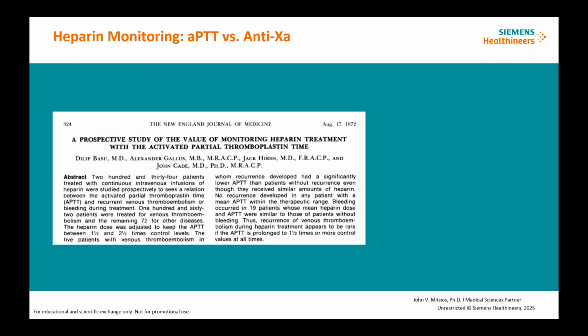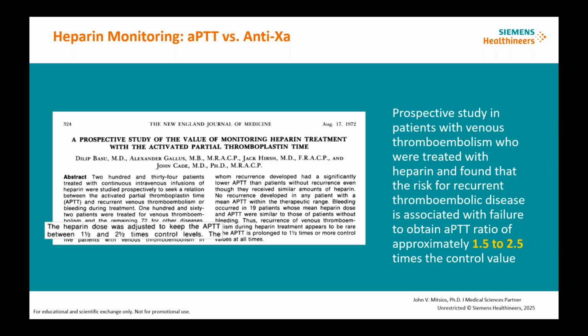So one thing that's interesting is if you look historically at why the APTT was recommended as the assay of choice, it goes back to a paper published in 1972, which looked at patients who were on heparin therapy, specifically unfractionated heparin. And what they noticed is that patients who were in that 1.5 to 2.5 times control value actually had decreased incidence of recurrent thromboembolic disease.